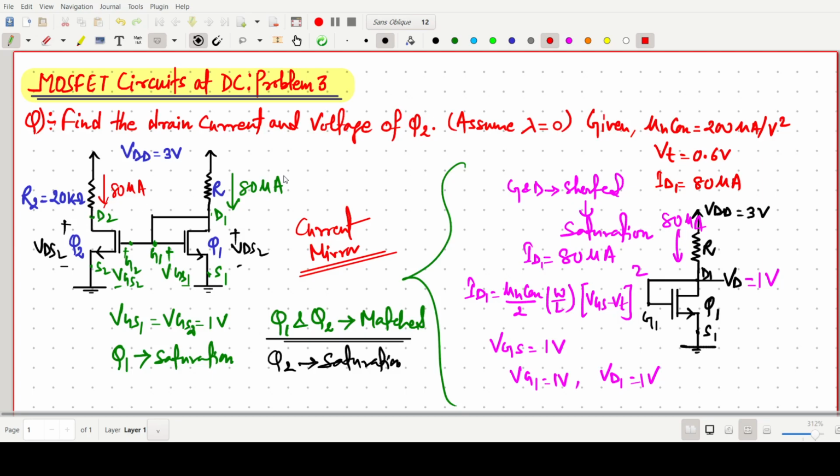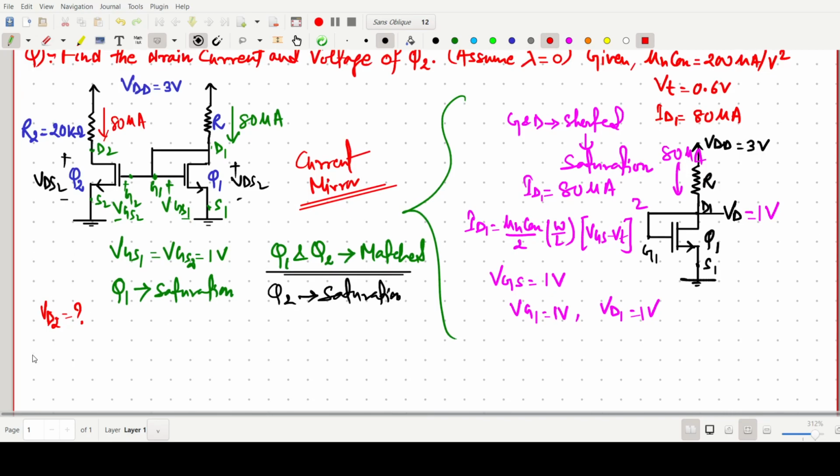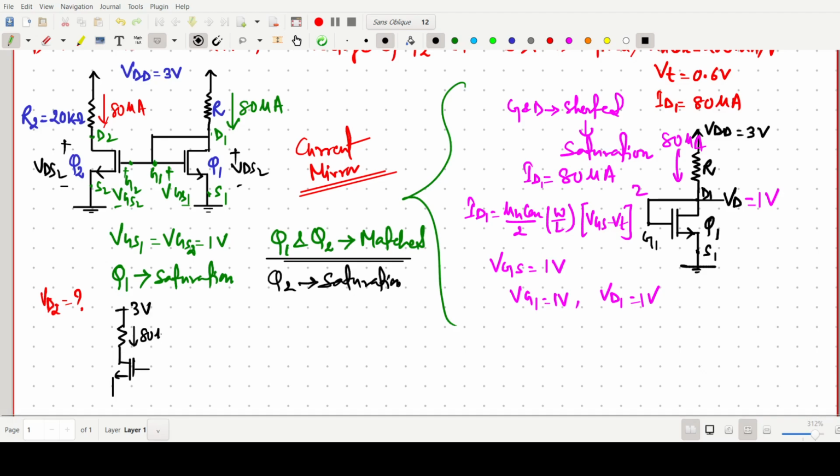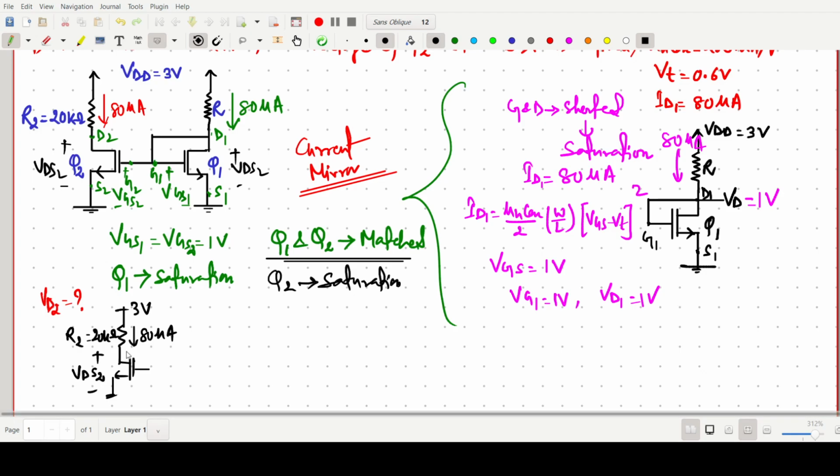So we have to find the value of voltage at Q2. This is our VD2. We have to find VD2. So what we can do, one can simply make this part 80 microampere. This is the way how to find. You can also go for my earlier video. So now this one is the resistor, this one is the transistor. Okay, and this one is 3 volt, and this current is 80 microampere, and this R2 is 20 kilo ohm. Okay, and this value will be plus or minus VDS2 one can write.